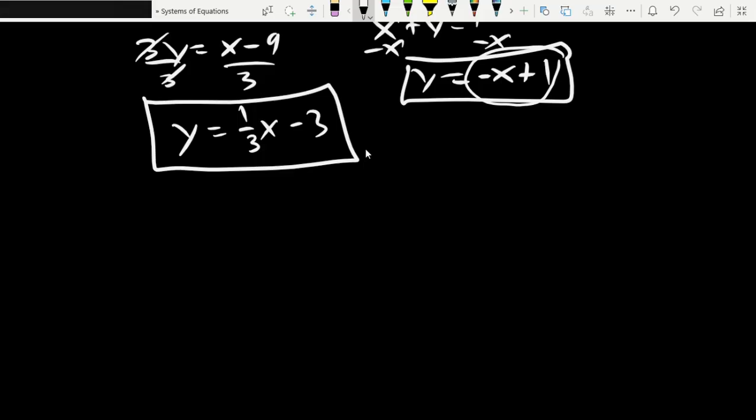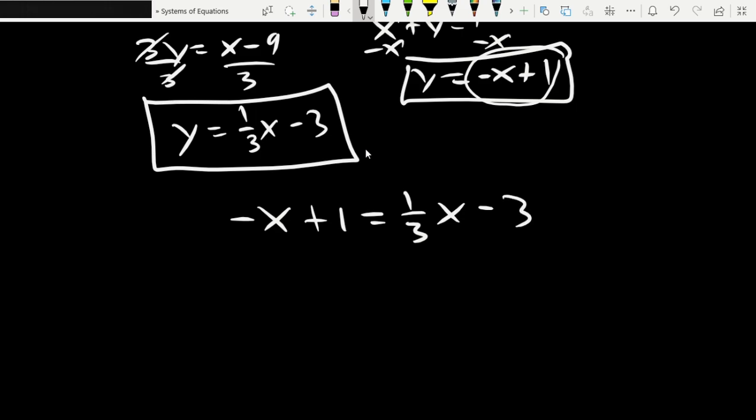So we can then solve for x. We're just setting them equal to each other, okay? So we take y equals negative x plus 1 and plug it in for y, because y equals that one, right? That's all you're doing here. Substitution is just setting them equal to each other. So you're going to have negative x plus 1 equals 1/3 x minus 3.